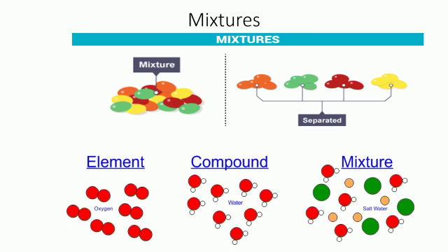Mixtures. A mixture is formed by mixing different elements or compounds. The proportion of various components in a mixture is not fixed. Chemical changes do not take place during the formation of mixtures and no new substances are formed.